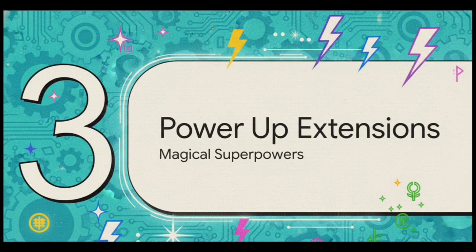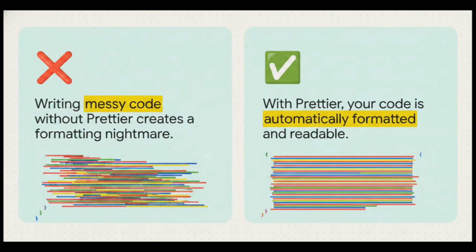All right, section 3, powering up with extensions. This is where we add some magical superpowers. See, out of the box, VS Code is essentially just a really good text editor. But extensions, they are the secret weapons that make it the most popular editor on the planet. Just look at this before and after. It brilliantly proves exactly why you need them.